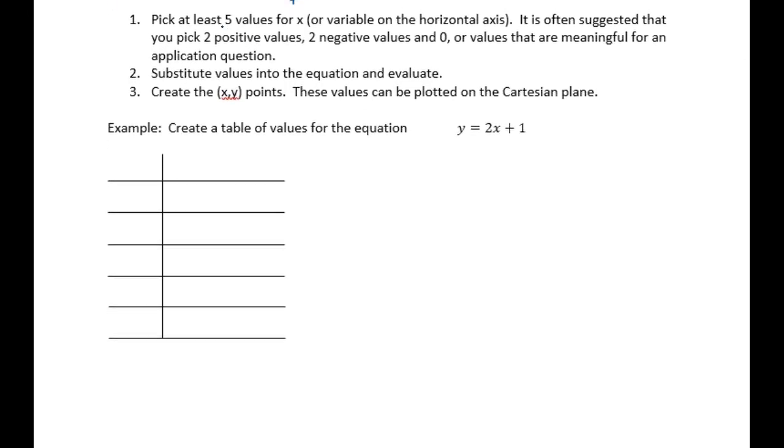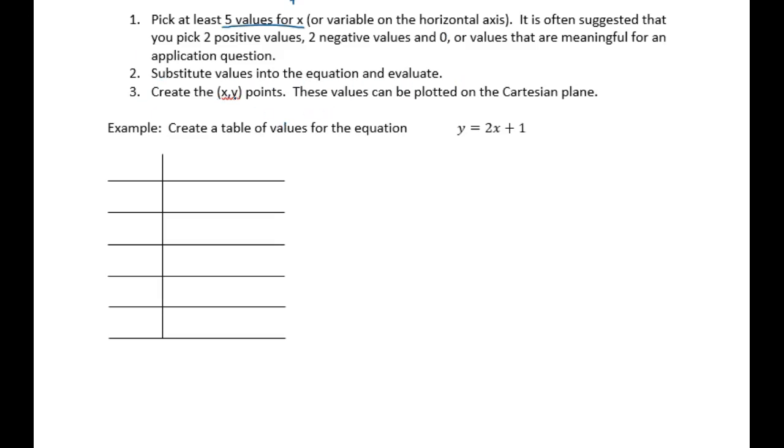Pick at least 5 values for your x, or your horizontal variable. Whether that's 2 positive, 2 negative, and a 0, that's usually the suggestion. If you have restrictions from an application point of view, then obviously choose values that are meaningful in the question. So if it's impossible to have a negative, don't choose negative values. Again, 0 is a good rule of thumb to have unless it's not part of what is allowed in your particular question. Substitute values into the equation and then evaluate for those particular values.